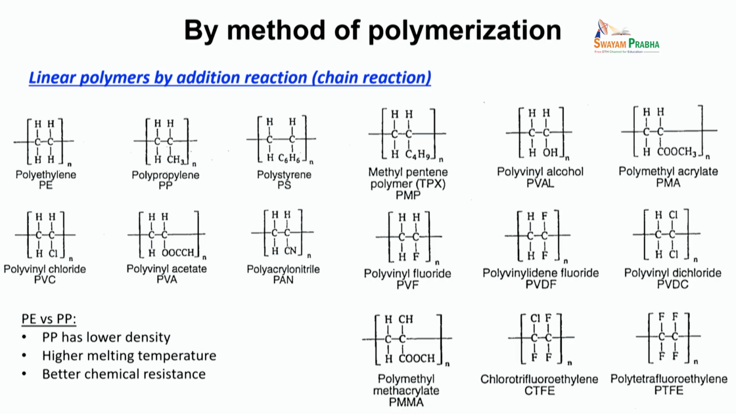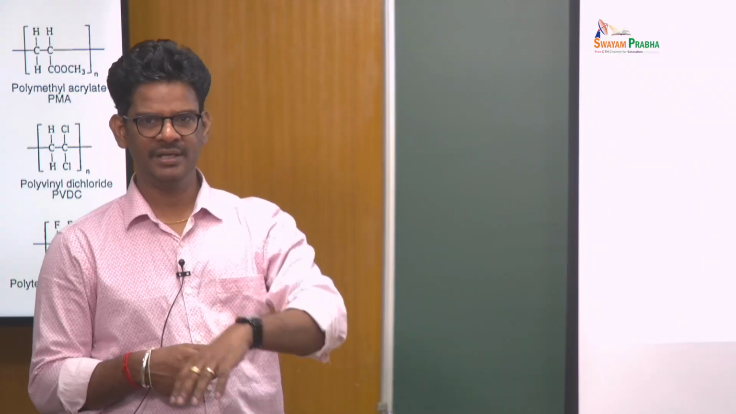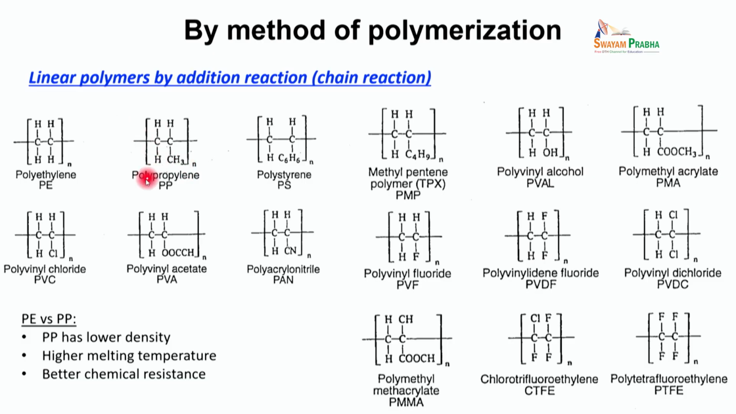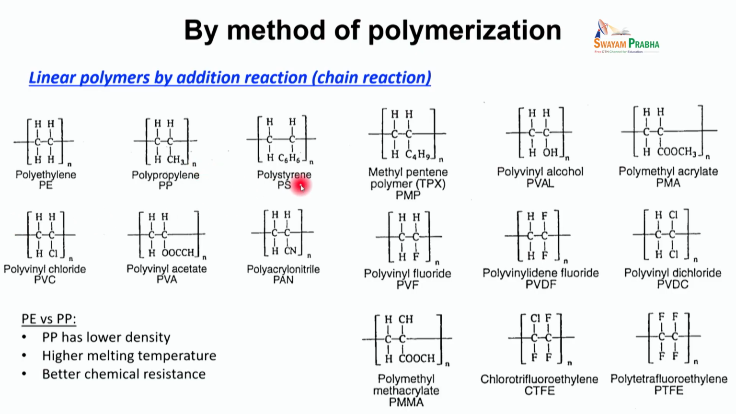The chain reaction, as I said, is a very common addition polymerization. What I showed in the previous slide is only polyethylene, but you can do the same thing with other monomers. For example, if you have propylene instead of ethylene, you would make polypropylene. The only difference between this and this is that this hydrogen is now replaced with a methyl group. So that is polypropylene, or you can have polystyrene, where this H is now replaced with a styrene group.